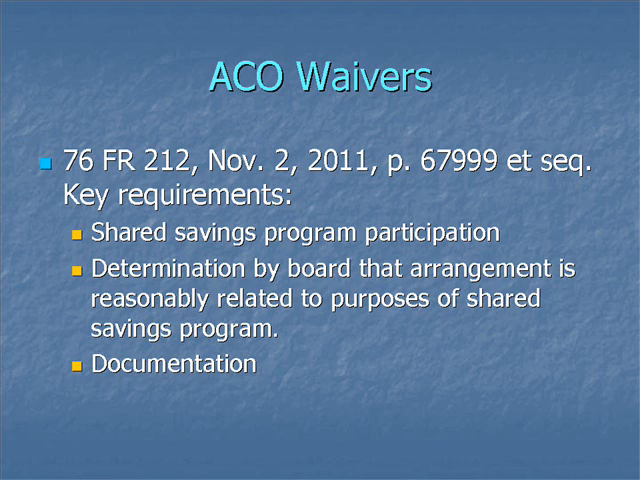When they came out with these rules, they basically said, if you are getting ready for shared savings program participation, meaning that you're within a year of applying for participation, you can determine that you have put together a set of arrangements that are reasonably related to the purpose of the shared savings program, document that fact, and the ACO statute will waive the Stark and fraud and abuse rules for purposes of your arrangements.